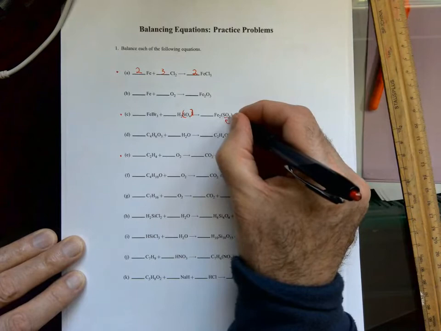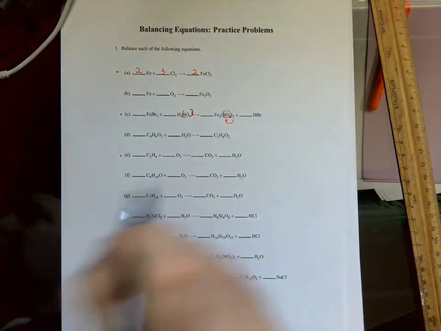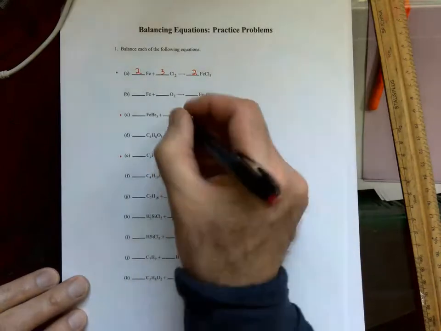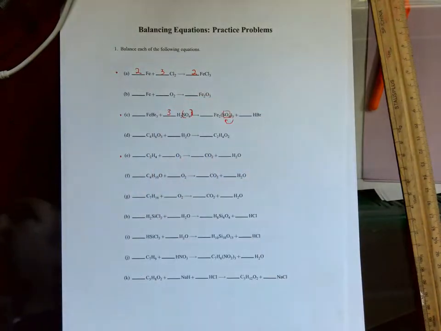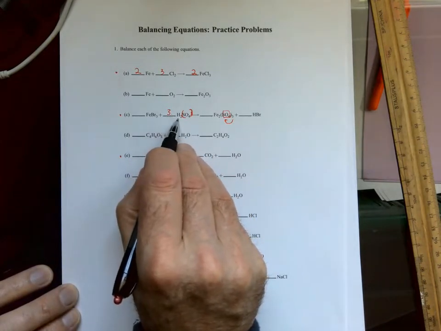So pretend this is all one big thing. So ignore that 4 there. That SO4 is one big thing, and I've got 3 of them. So now I put my brackets around my polyatomics on this side. I've got 3 SO4s here. Balance what it's attached to.